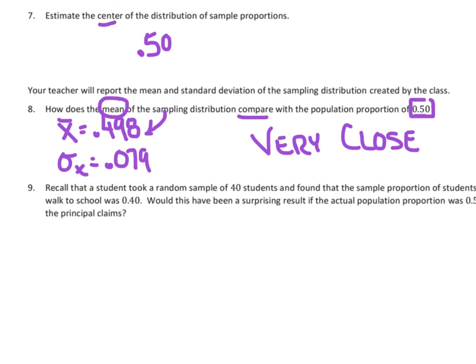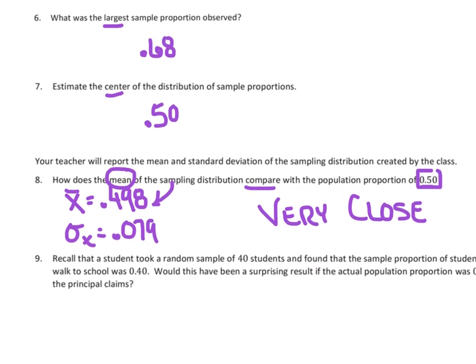Okay, now let's get back and tie it in again with our principal's suggestion that 50% of the students walk to school, because that's really the one new thing today. And here's our question. We sampled 40 students and found that our sample proportion of students was 0.4. About 40% in our poll walked to school and 60% didn't walk to school. Would this have been a surprising result if the actual population was indeed 50% as their principal claims? Well, let's go take a look and see how we're going to answer that question.